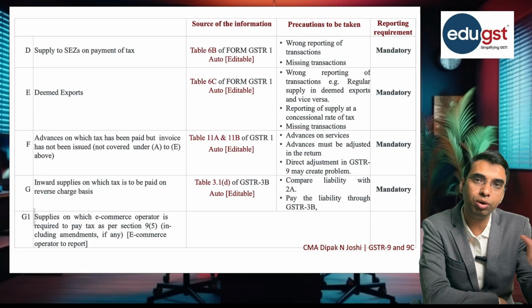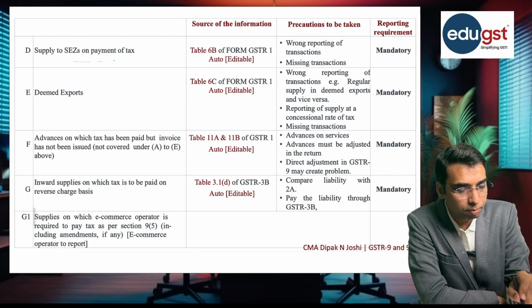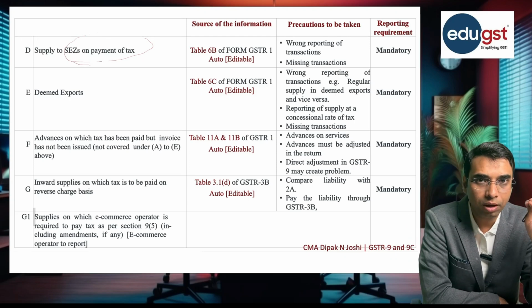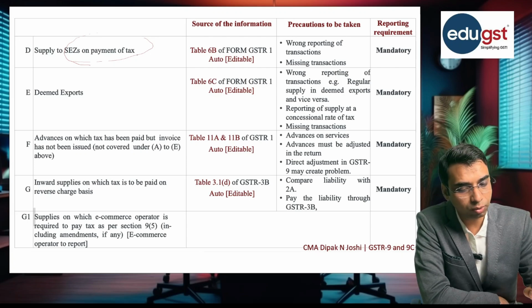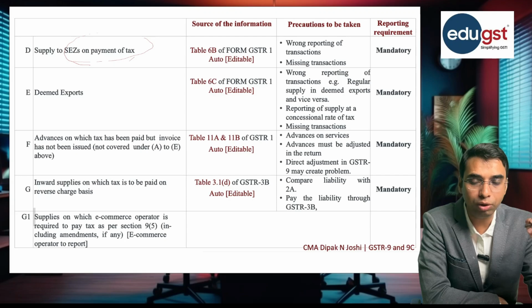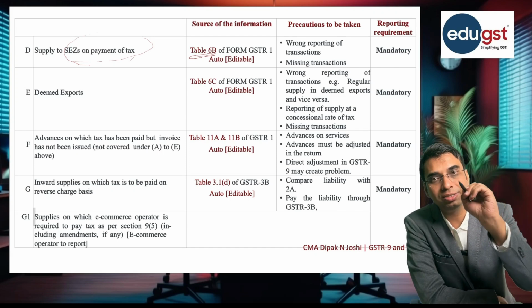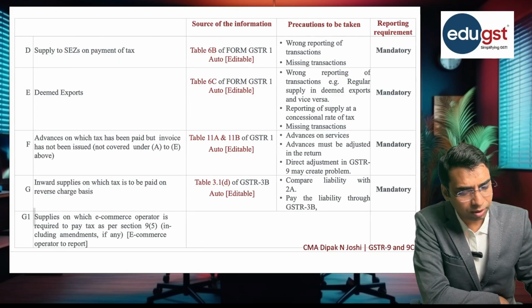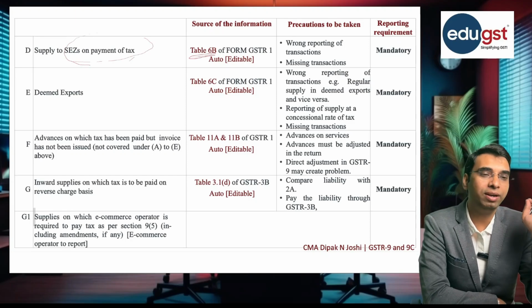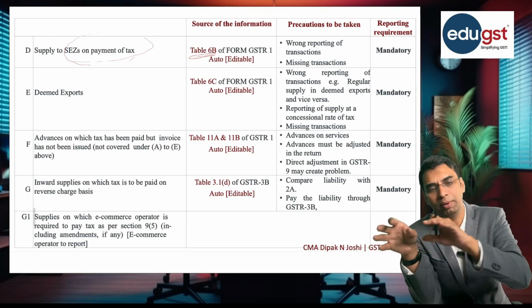Table number 4D is also regarding details of zero rated supply with payment of tax. But here you just required to mention the details of supplies made to special economic zone on payment of tax. Again, table number 6B of GSTR 1 is relevant for filing this information. Now all these tables, right from table number 4A to 4G1, all the tables are editable. Information will auto populate from GSTR 1. GSTR 1 से automatically information इधर आ जाएगी.